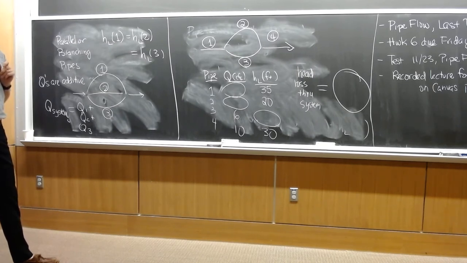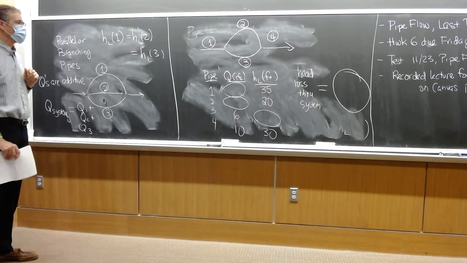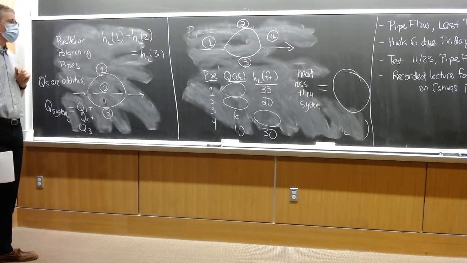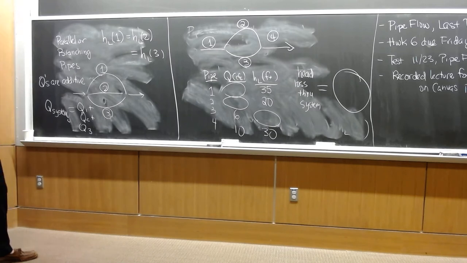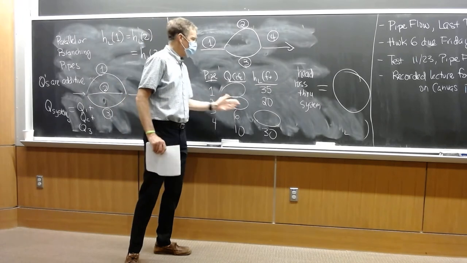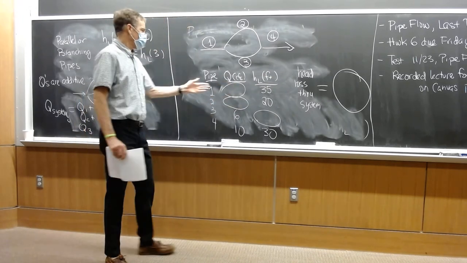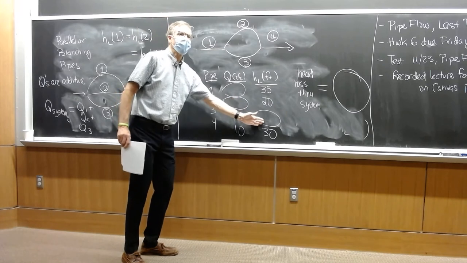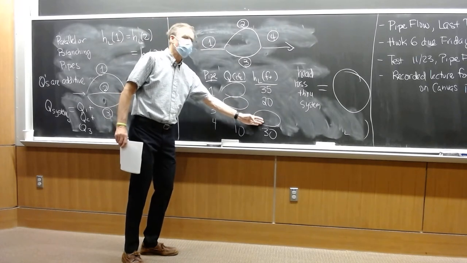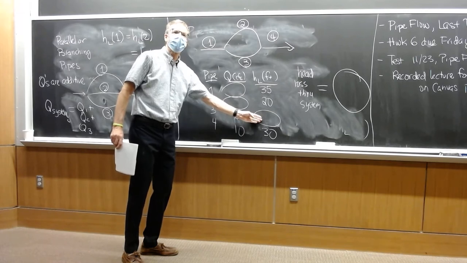I'm trying to figure this system out. Any suggestions from people on the call or people here? Where might we start? I can think of a couple of places we might start. This one? No. That one? Yeah. Okay. That's one of the places I thought we might start. And what's the head loss for pipe three?